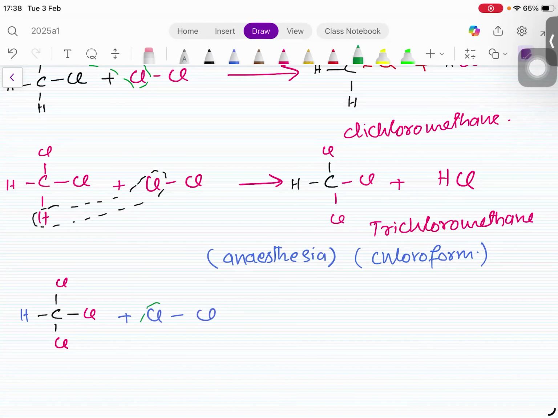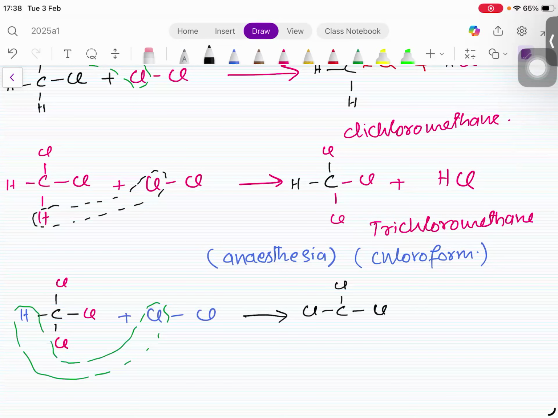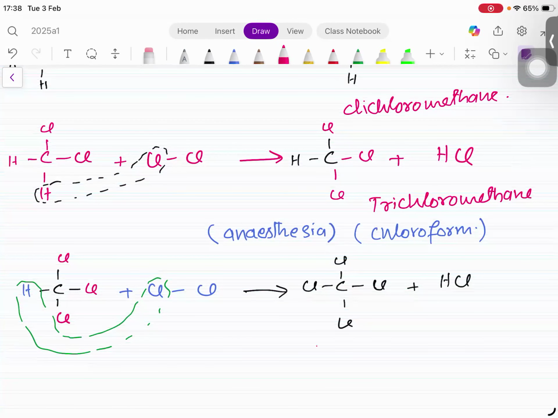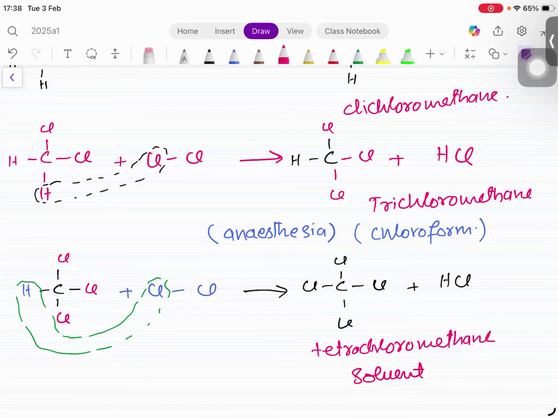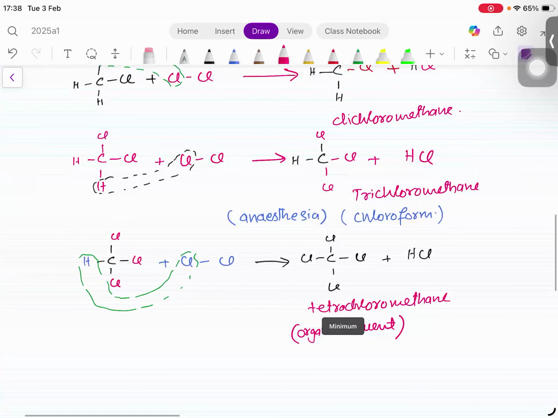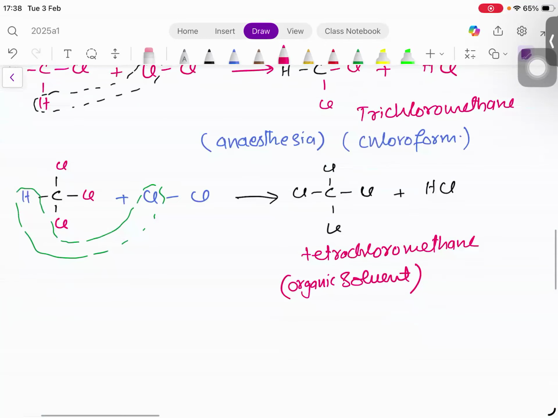And now this time again, this chlorine and this hydrogen, they are going to make what? HCl, and the product is tetrachloromethane plus HCl. So this is known as tetrachloromethane. Again, this organic compound is very useful and used as a solvent. It's an organic solvent. जैसे हमारा पानी होता है ना, solvent, we use it for everything. So this is organic solvent, CCl4 tetrachloromethane.